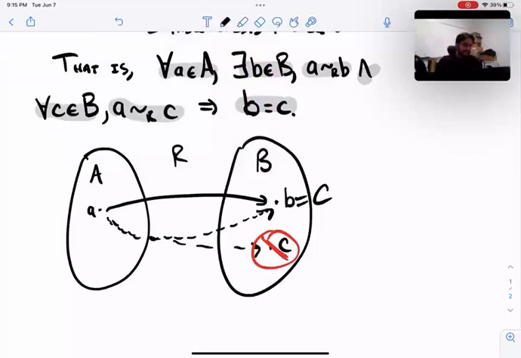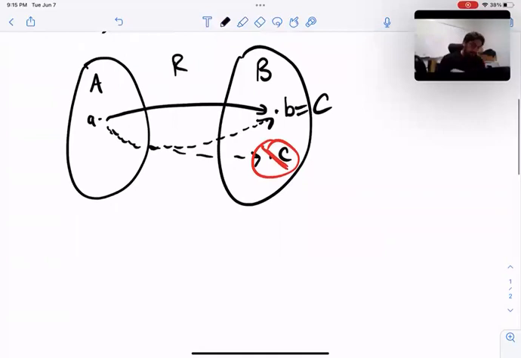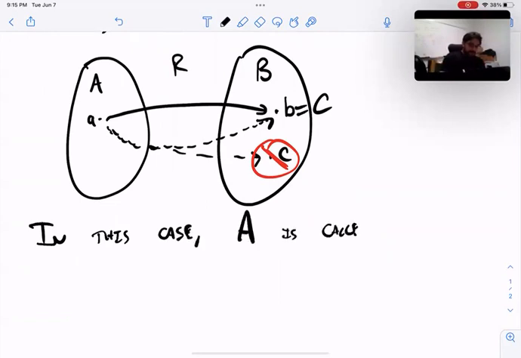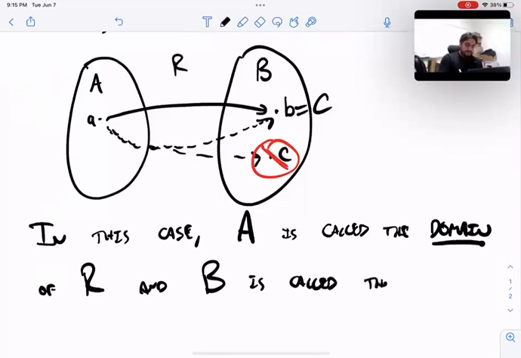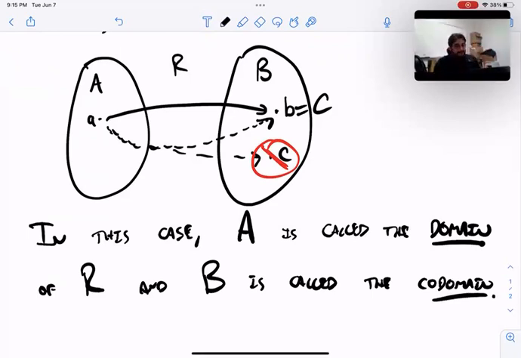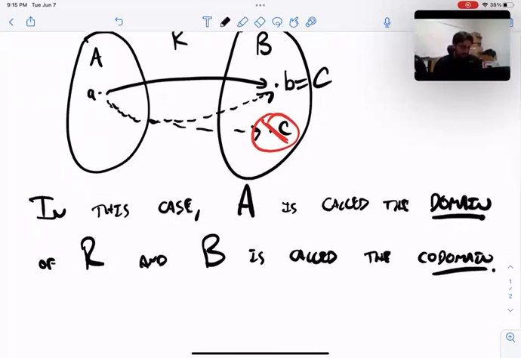So, all right, some related vocabulary, right? In this case, the set A is called the domain, right? The domain of the relation R, which R is a function, right? And the set B is called the codomain, right? So the domain represents the set of all inputs. The codomain represents the set of all possible outputs, right?